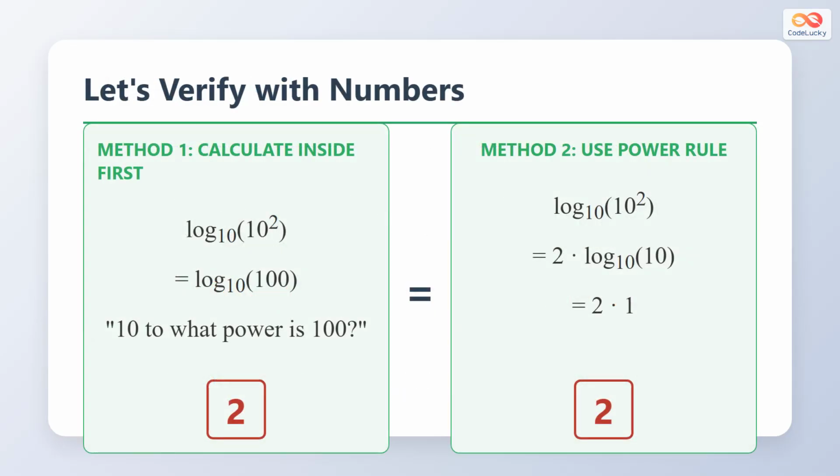Let's prove this works with numbers we know. Consider log base 10 of 10 squared. If we calculate the inside first, 10 squared is 100 and log of 100 is 2. If we use the power rule, we move the 2 to the front. 2 times log 10 is 2 times 1, which is also 2. It works.